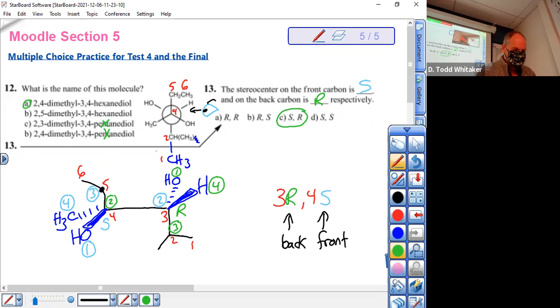That one's A, isn't it? Does it follow what I have? 2,4-dimethyl and 3,4-hexanediol. 3 with an alcohol, 4 with an alcohol. Yay. So we got it. This will be a 1 question thing.